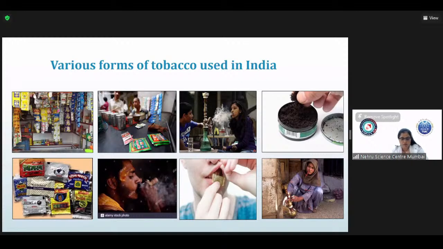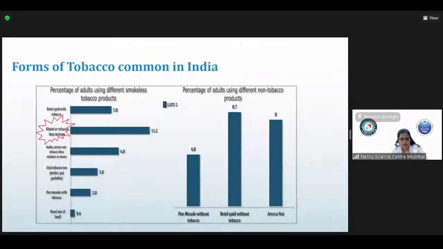Smoking or smokeless form of tobacco, they contain nicotine, which gets absorbed when it is in contact with our mucosa. Nicotine is very highly addictive. Young people who use smokeless tobacco can become addicted to nicotine, and cigarette smokers in their life ahead. In India, khani or tobacco lime mixture is very commonly used.